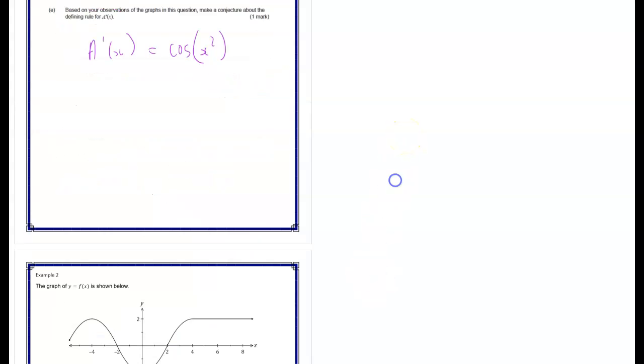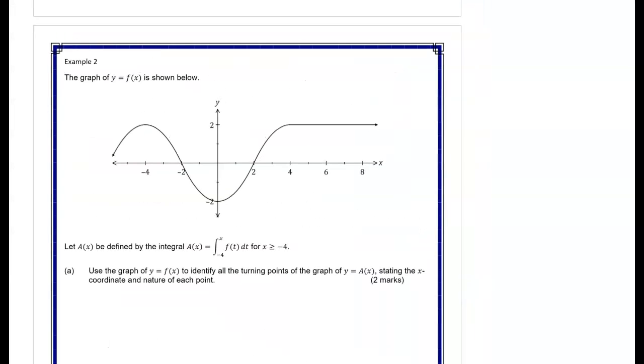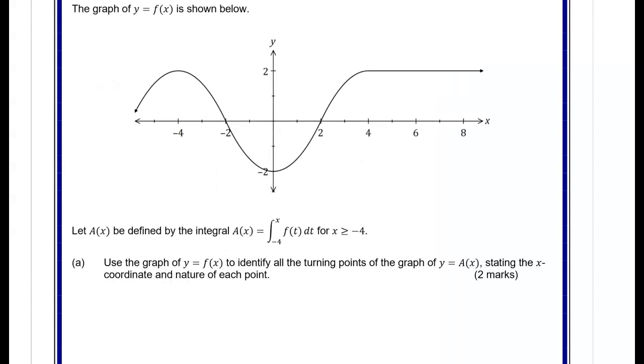All right, so that's that question. So here's another one. Similar kind of idea, I'll let you have a go. All right, how are we going with this one?